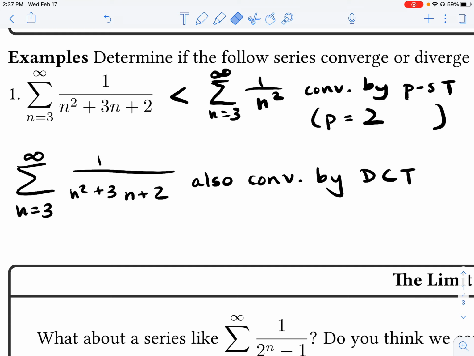Similarly, I oftentimes see students do this with the p-series test. Well, they'll say, oh, my p-value is equal to 2. Well, what about the fact that that is 2 tells you that your series converges? So you want to show that the p-value is greater than 1.